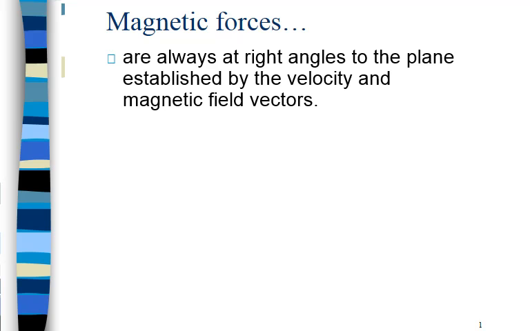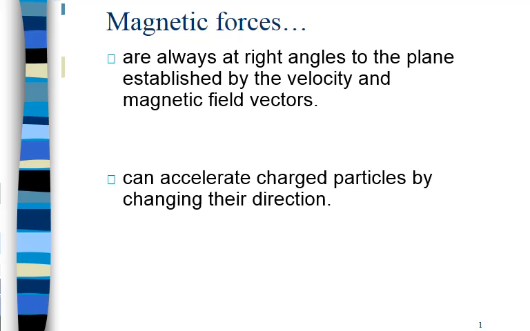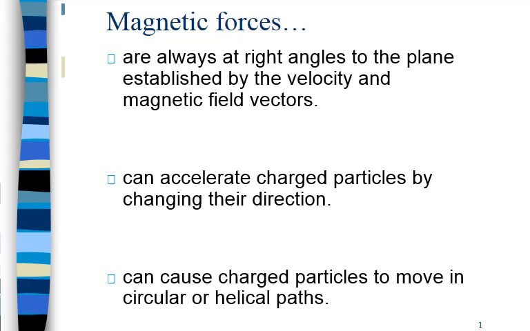These magnetic forces are always at right angles to the plane established, right? And you can accelerate the particles. In this case, it'd be centripetal acceleration if it entered a uniform field. And it could go in a helical path as well, right? If it's not perfectly lined up, like in that last situation where we had the field like this.